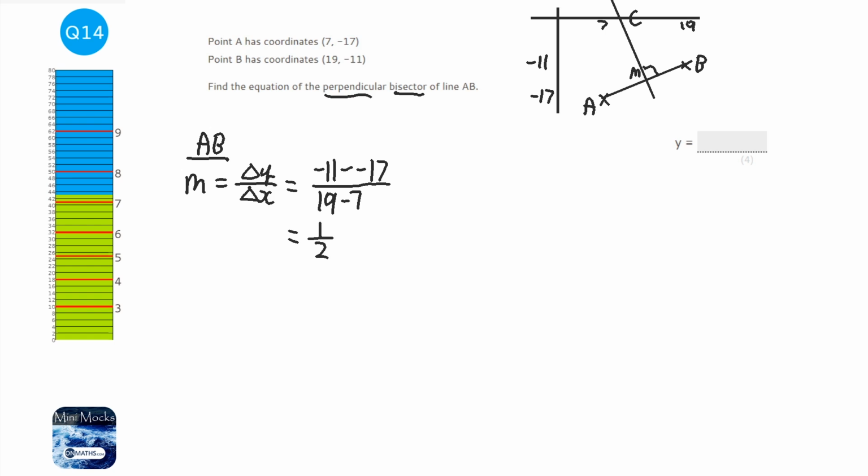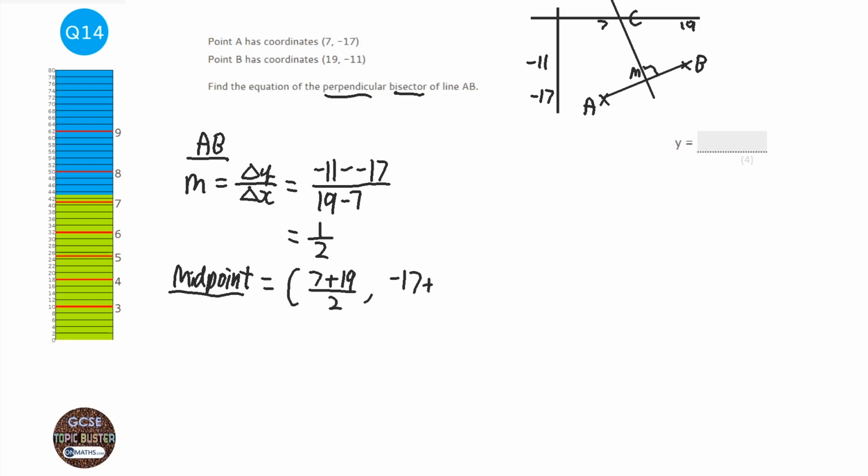Okay, next I need to find the midpoint, because we know that that's also a point on line C. The midpoint is going to be the average of the x's, so 7 plus 19 over 2, and then the average of the y's, so minus 17 plus minus 11 over 2. So we're basically just finding the halfway points. 7 plus 19 is 26, divided by 2 is 13, but you might have just noticed that 13 is halfway between 7 and 19. Same with the others, halfway between the two of them is going to be minus 14.